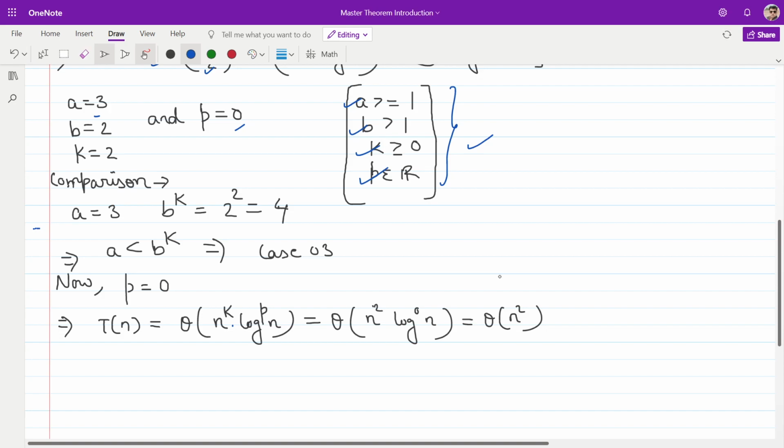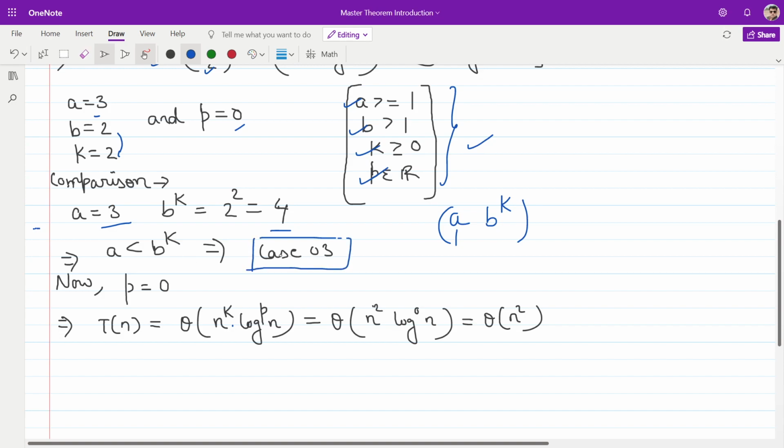The next step is to compare the value of a with b raised to the power k. The value of a is equal to 3. The value of b raised to the power k is equal to 2 raised to the power 2, that is equal to 4. Comparing the two, we find that a is less than b raised to the power k, which means our problem falls in case 3.